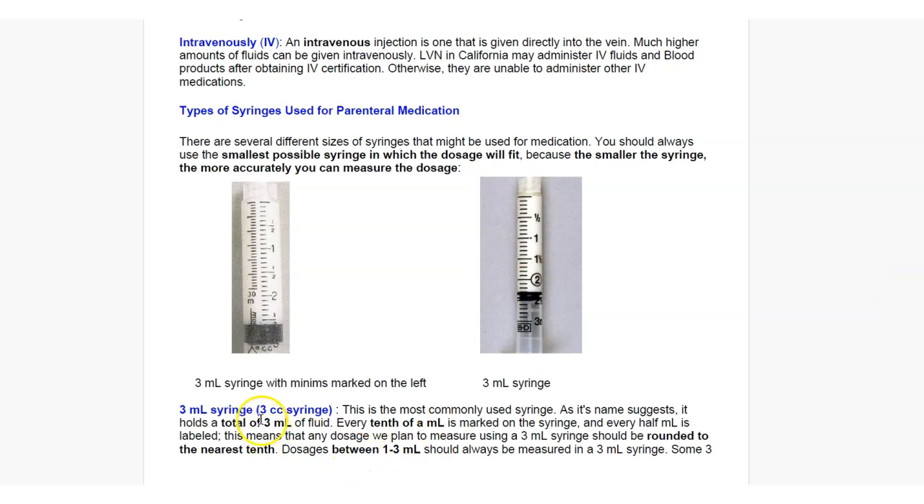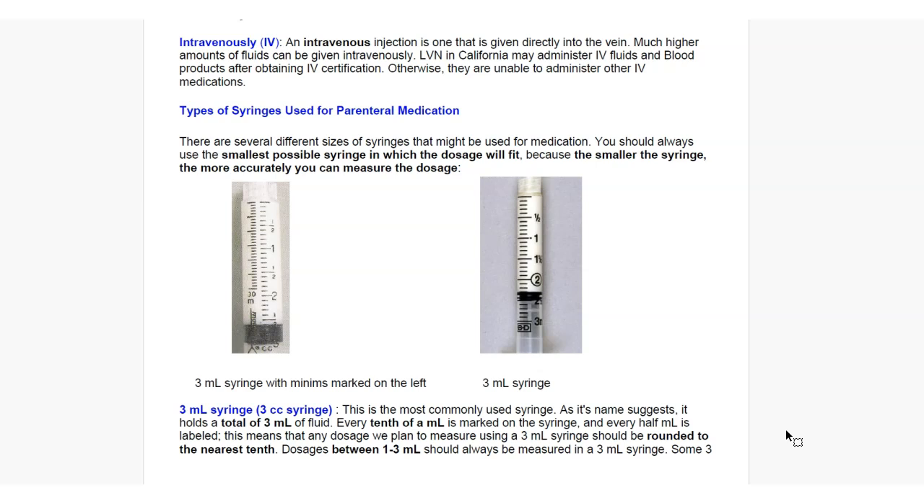So, the 3 ml syringe. This is the most commonly used syringe. As its name suggests, it holds a total of 3 ml of fluid, and every 1/10 of an ml is marked on that syringe, and every 1/2 ml is also labeled. If you can see here, this is a 3 ml syringe. This is 1/2 ml. So 1, 2, 3, 4, 5. So this is 0.1, 0.2, 0.3, and so on. And this is half. This is 1 ml. This is 1.5. This is 2 ml, and so on.